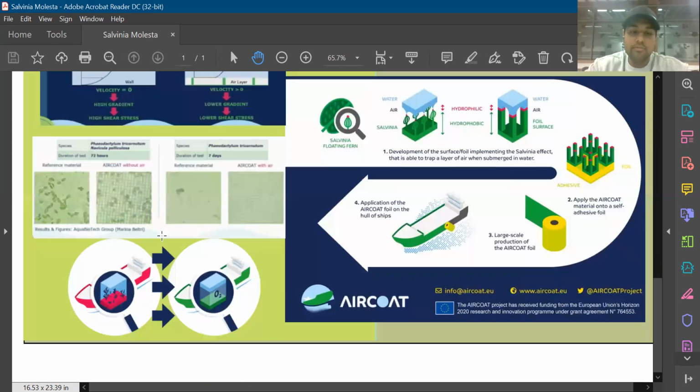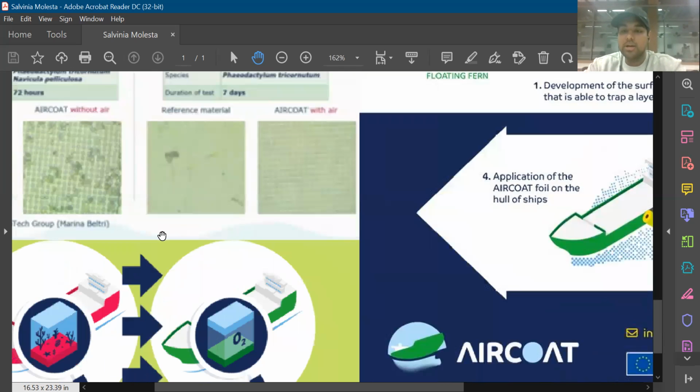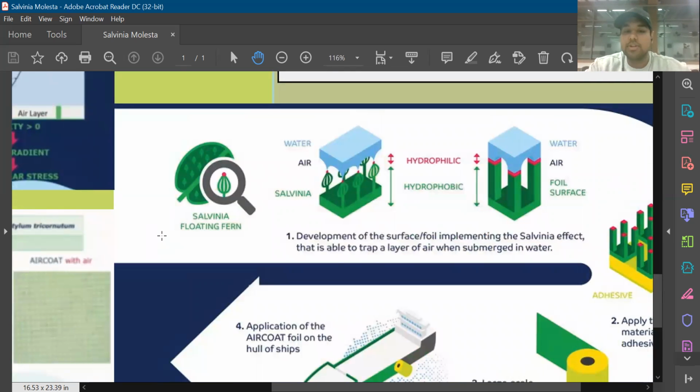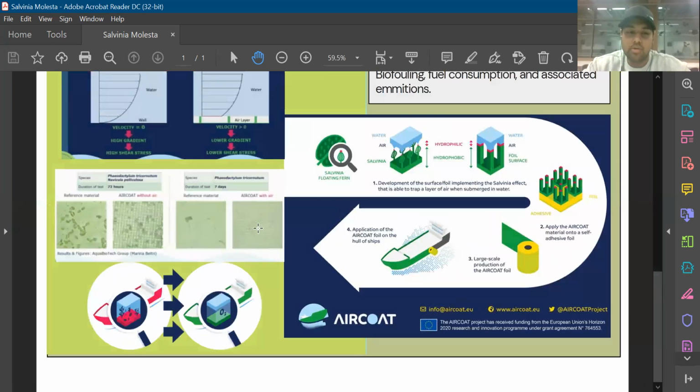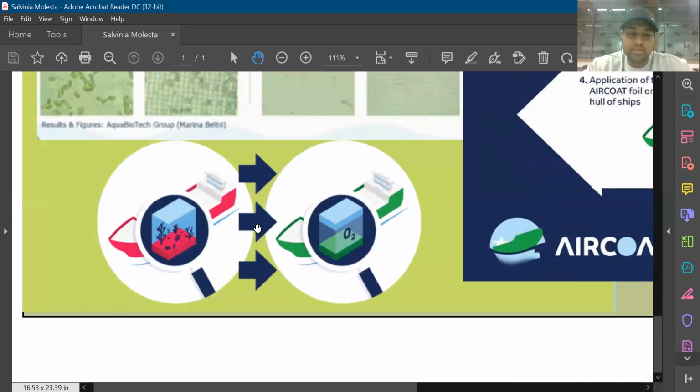Now, what Aircoat does is, first, they took Salvinia as their biomimicry source, and then they created this air barrier in their surfaces, which separated the water from the foil surfaces. Then they used an adhesive, a glue or something, to stick that to the hull, and then they coated these ships with it, and these prove very economically efficient. As you can see over here, you are using green energy without harming the environment anymore.